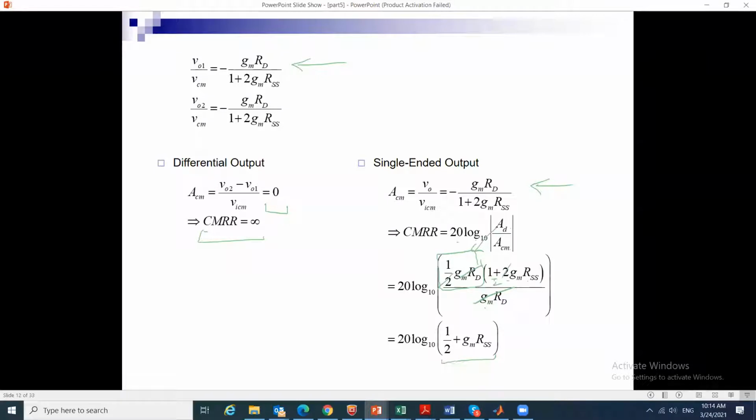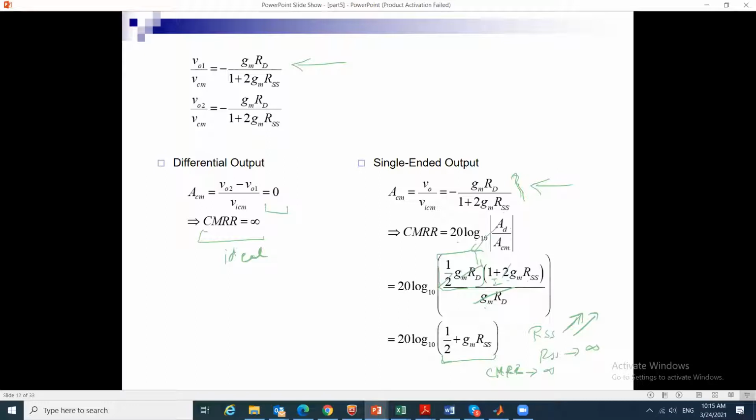Now if we examine this, if RSS is very large, the CMRR will be very large, and the ideal value is infinity. If RSS tends to infinity, the CMRR will also tend to infinity. So if you have a current source whose resistance is infinite, automatically you can plug this in and say for the single-ended output, RSS tends to infinity. Therefore, the common mode gain tends to 0 and the CMRR will tend to infinity. Okay?